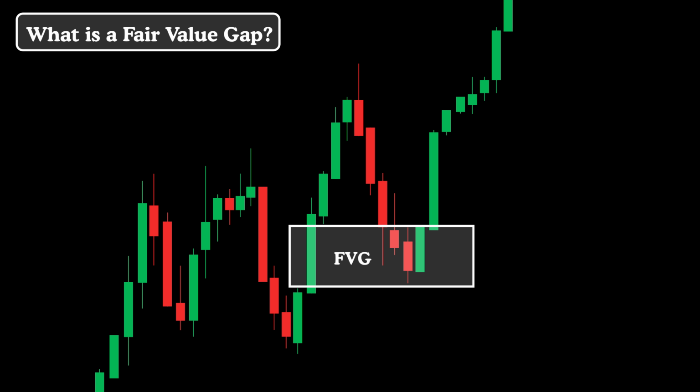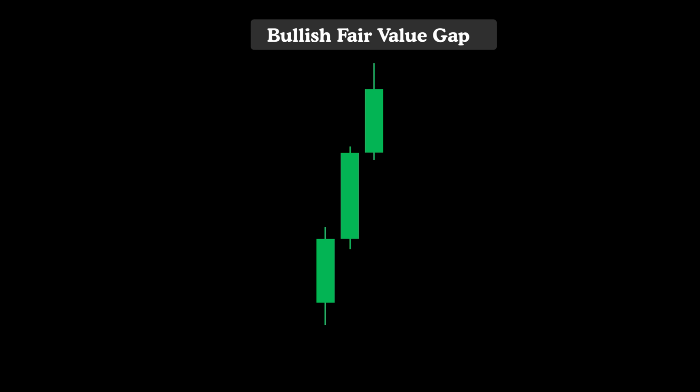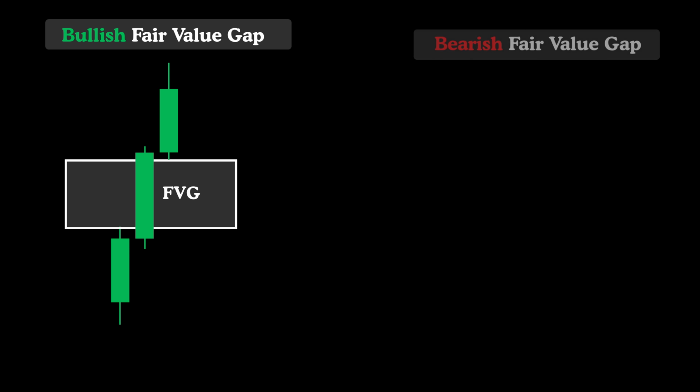This imbalance is typically recognized by 3 candles. When the first and third candles' wicks do not overlap each other, the empty space between them is called a fair value gap. A bullish fair value gap: when there is a gap between the upper wick of the first candle and the lower wick of the third candle, and that gap stays inside the body of the middle candle, it is called a bullish fair value gap. Or a bearish fair value gap.